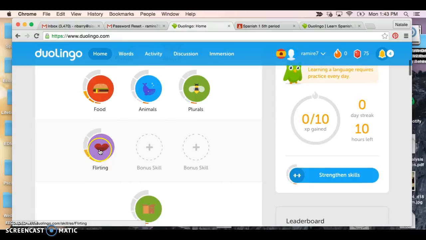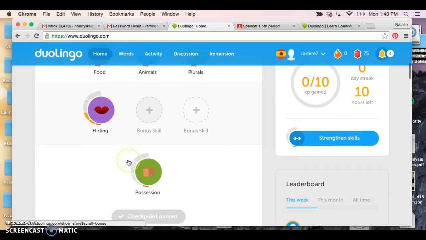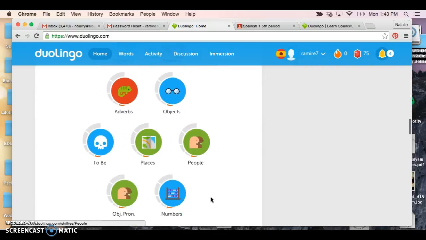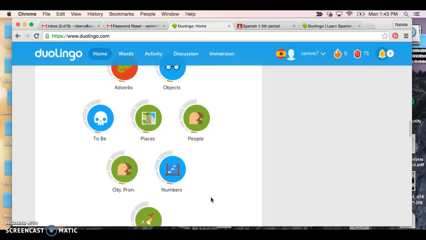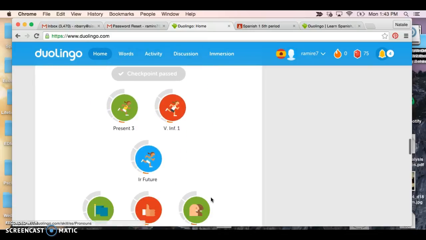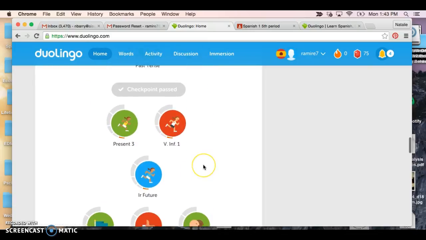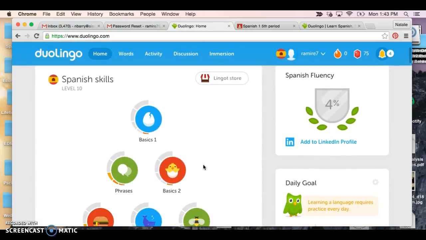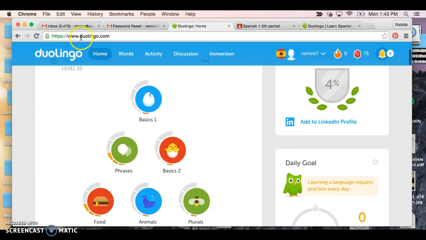They can earn bonus points by getting flirting, or one of them is like rhymes and slang and stuff like that. And they can really work at their own pace to keep going. So this is one of the games that I really like, especially if I have a substitute or, like I said, with extra time. So again, this is duolingo.com.